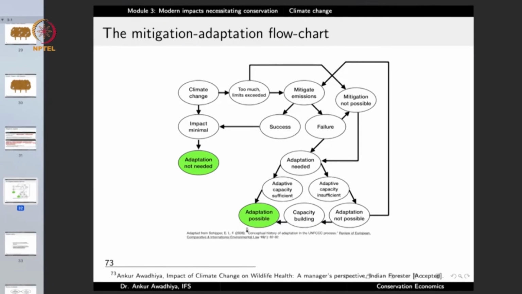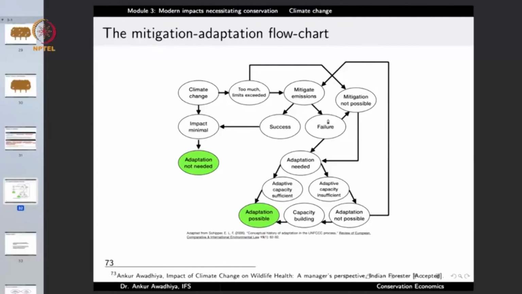So we reached this point where mitigation was not possible. The first step is that if we can mitigate, we will try to mitigate. But if mitigation is not possible, then we will try to adapt. But then it is also possible that adaptation is not possible and it is not possible to build the capacity. Now that becomes an issue because you are neither able to mitigate, nor able to adapt.